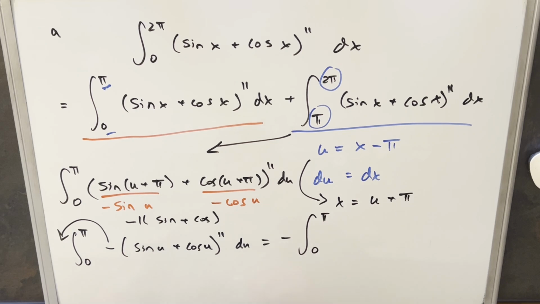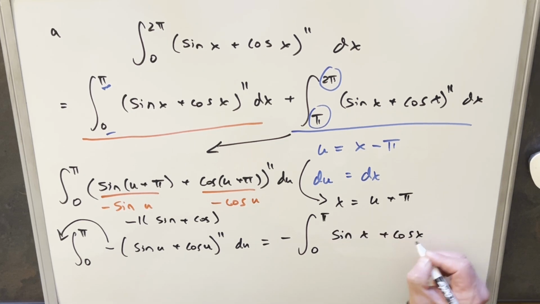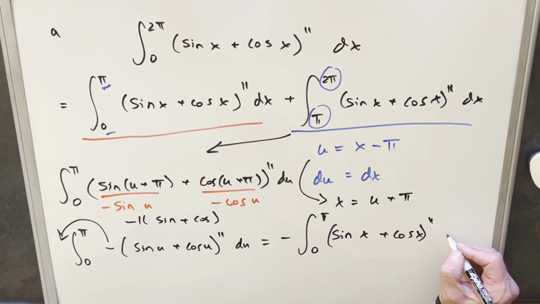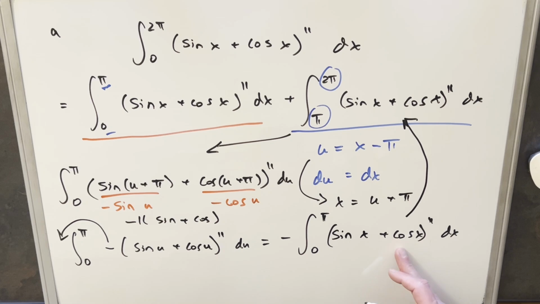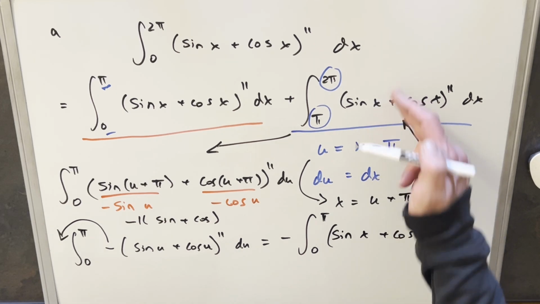Then I'm going to change the variable. Let's change this back to x because it's a definite integral. I'm fine doing that. So I'm going to put everything back to x: we'll have sine x plus cosine x to the 11th dx. But now let's remember what we have here. This is the same thing as what we have over here. So let's take this and plug it back in for our second integral and finish it off.